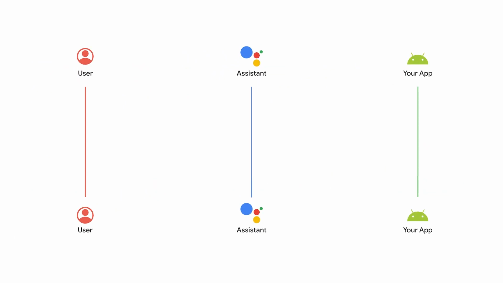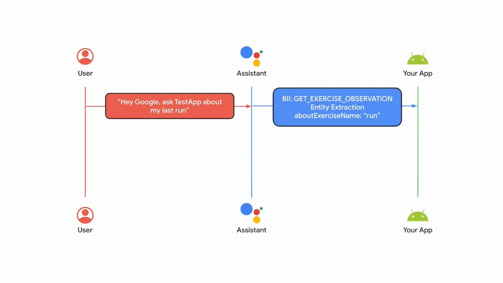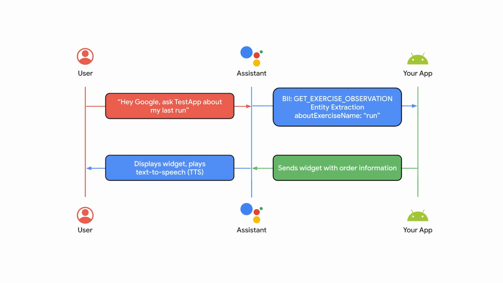Here we have the user, Assistant, and the Android app. So when I say, "Hey Google, ask Test app about my last run," Assistant will process the input and match it to the get exercise observation built-in intent and extract run from the input for the about exercise name parameter. The Android app will generate and send the widget to Assistant. Then the widget is displayed within the Assistant UI. Assistant can also provide a spoken response to go along with the widget if one is provided.